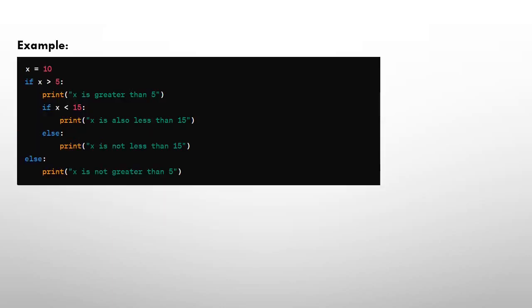Here is an example of nested if-else statement. We have assigned value 10 to variable x. So, if x is greater than 5, which is true, "x is greater than 5" statement would have been printed on screen. After this, x is less than 15, this condition would have been checked, and we know that 10 is less than 15. So, "x is also less than 15", this statement would have also been printed.